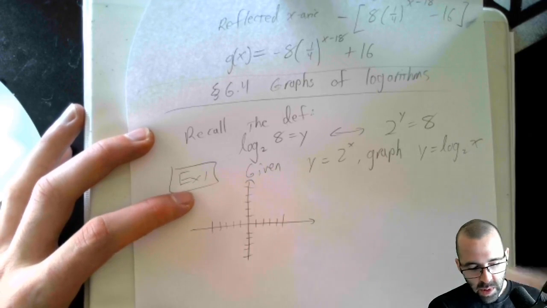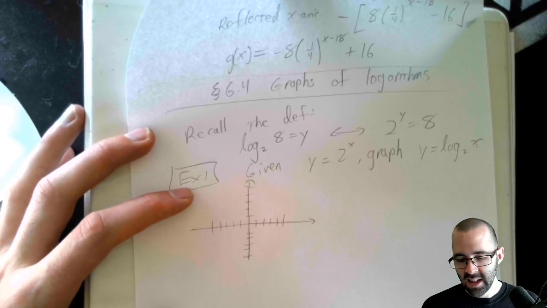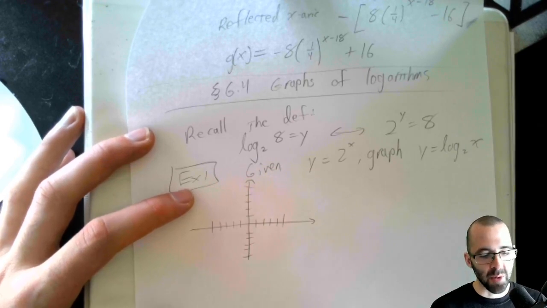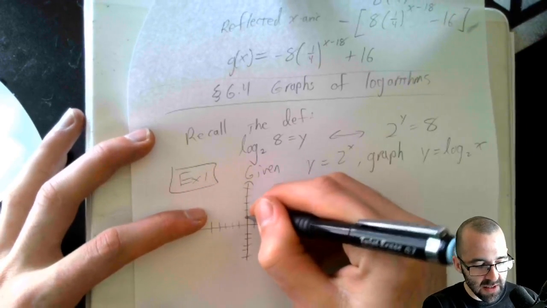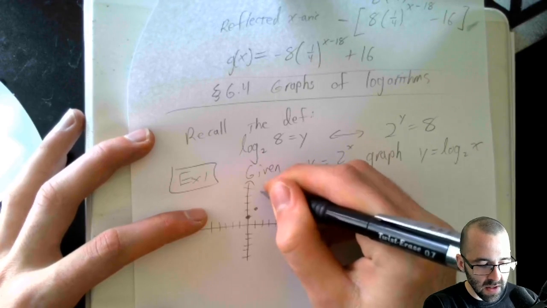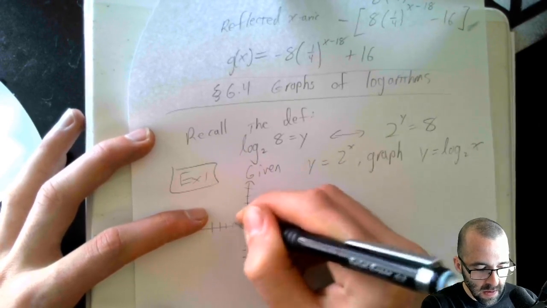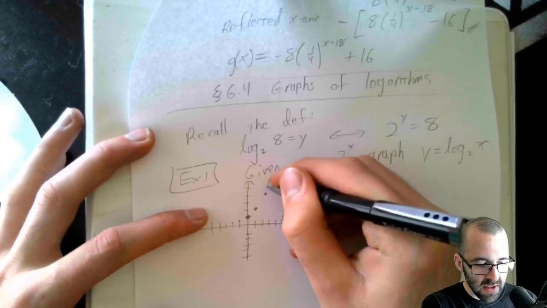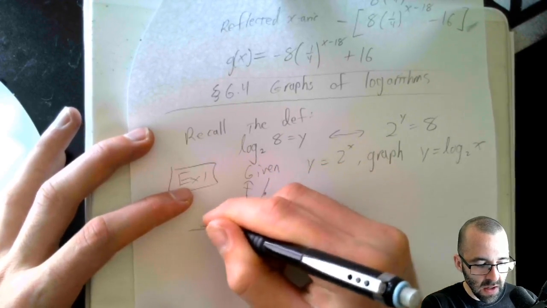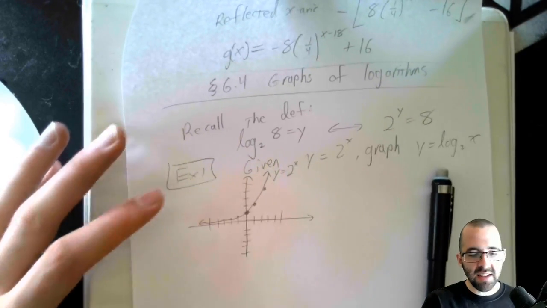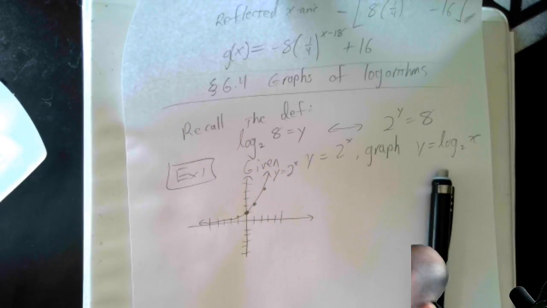And the key is that this problem should be easy if you know everything. If you don't know everything, this problem will not be easy. But anyway, this is the problem. It gives you this exponential function 2 to the x, and it's asking you to graph its inverse function.